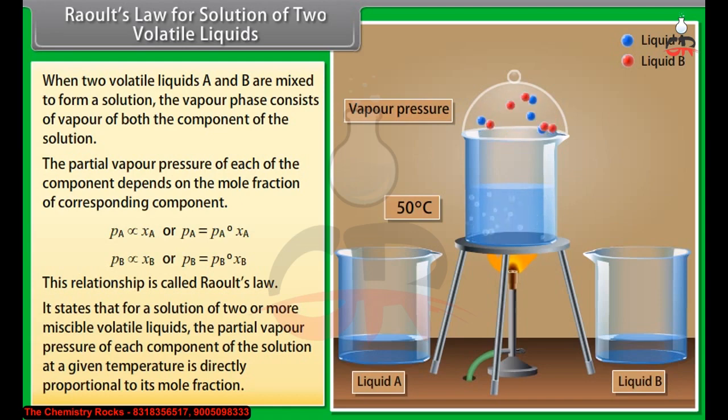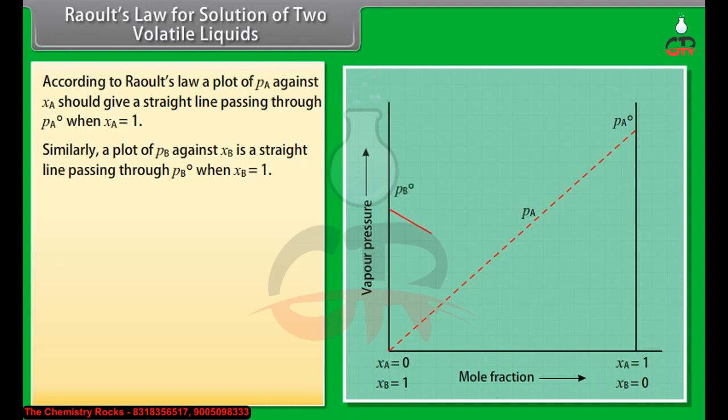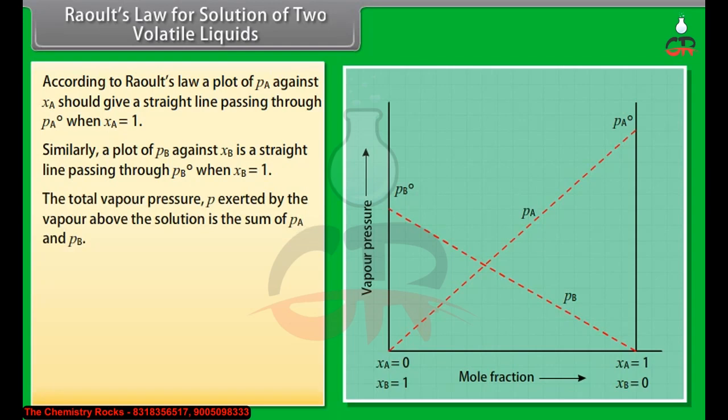According to Raoult's law, a plot of PA against XA should give a straight line passing through PA⁰ when XA = 1. Similarly, a plot of PB against XB is a straight line passing through PB⁰ when XB = 1. The total vapor pressure P exerted by the vapor above the solution is the sum of PA and PB. P = PA + PB.